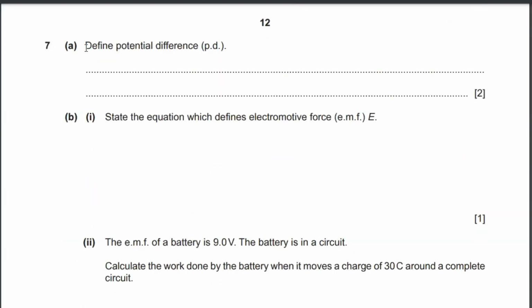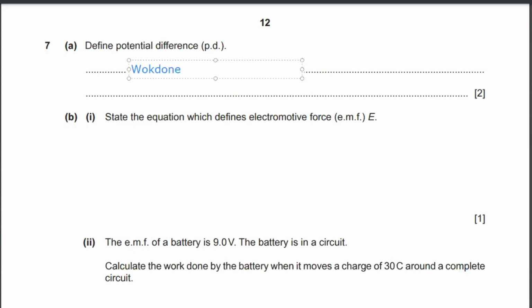Next question is, we have to define potential difference. So potential difference, first of all, is measured. Let's say this is a resistor of any value. You want to measure the potential difference between this point where the current enters and this point where the current exits the resistor. So we will attach a voltmeter, which will measure the potential difference across the resistor.